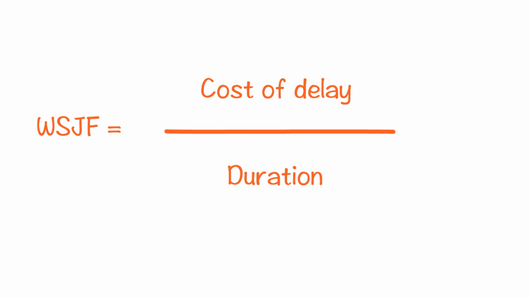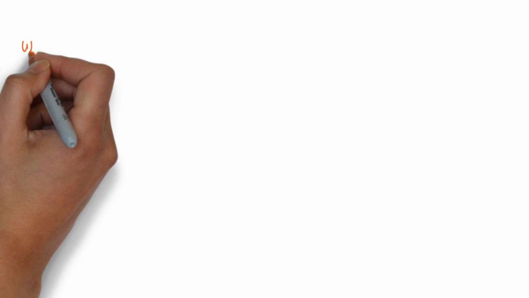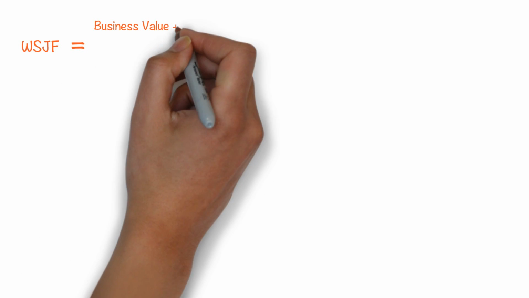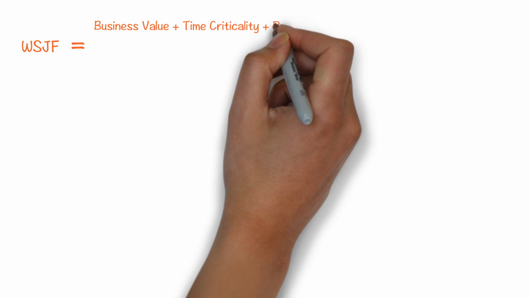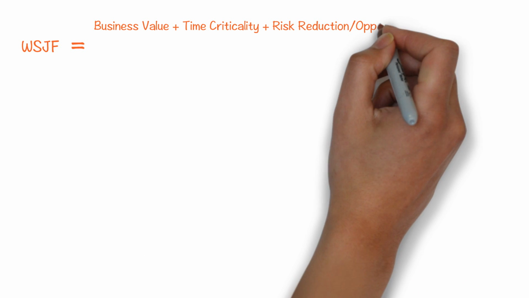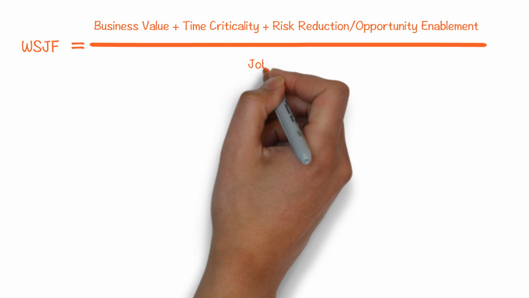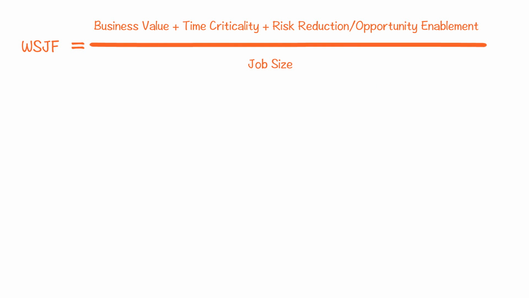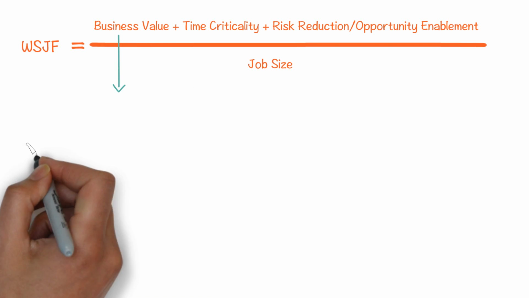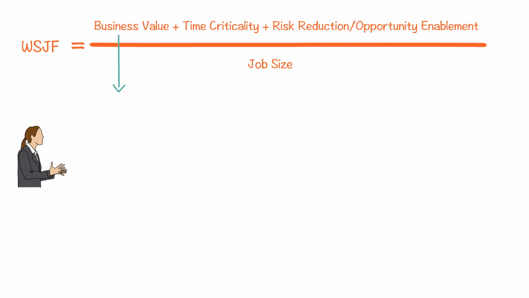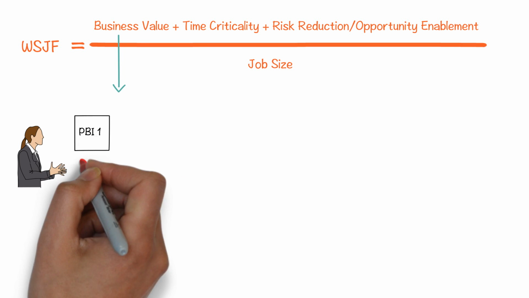Those PBIs having a higher WSJF score get prioritized over those which have a lower value. You can calculate the cost of delay by adding the business value of the PBI plus the time criticality of the PBI plus risk reduction or opportunity enablement of the PBI, divided by the job size, where business value is your judgment of the user's preference of one product backlog item over the other.